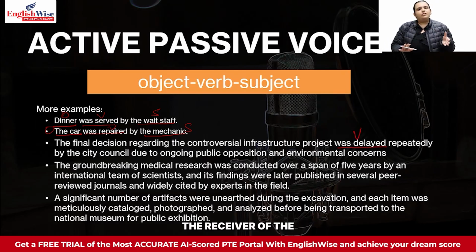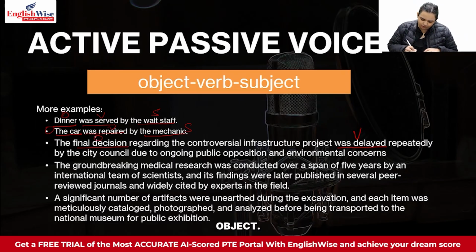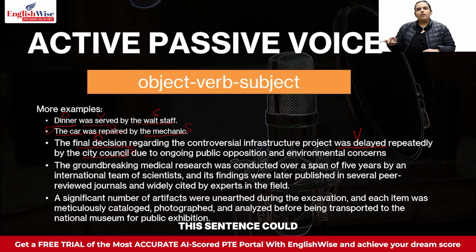Object is always the receiver of the sentence. That means the thing that the action is done on. So, final decision was the thing that was delayed. So, that is my object. Okay. Subject is always the doer of the sentence. So, whoever was doing the action over there, that is my subject. So, City Council was delaying the action there. So, City Council is my subject. Okay. Now, you see, the rest part of the sentence is not important for us. This sentence could have been framed like the final decision was delayed by the City Council. It was a small sentence, but they add extra parts to the sentence and make it longer in order to trick you guys. So you just have to stick to the three definitions that I have told you at the start of this topic.